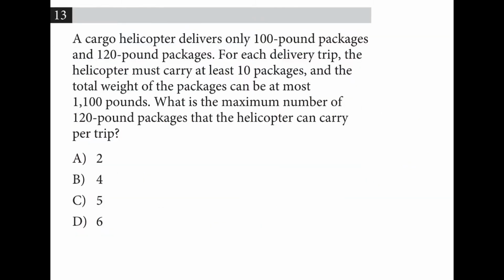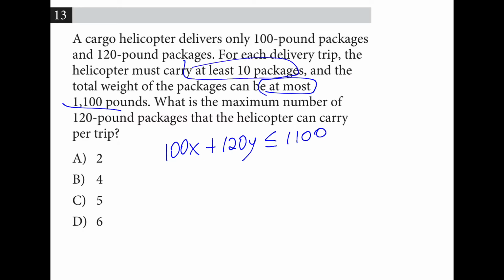A cargo helicopter is delivering different size packages, and they have some criteria. So we could write this as 100x plus 120y, and it has to be at most 1100, and at least 10 total packages. So that's one way to write the inequalities. Now if we just tried plugging in different numbers here, this would be y, and we want it to be possible. Plug in these numbers for y.